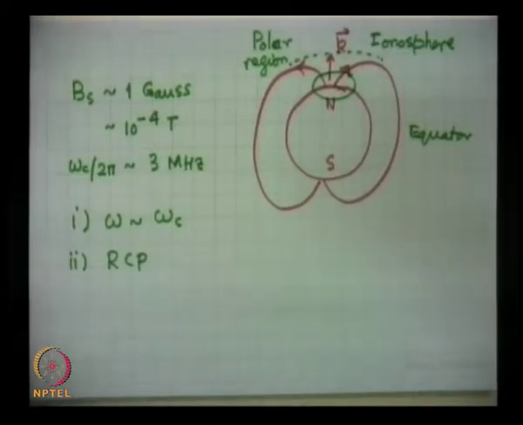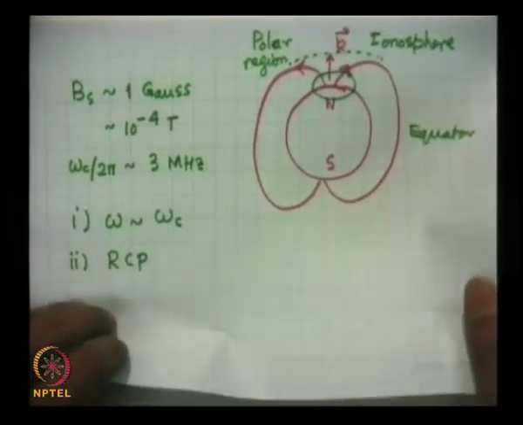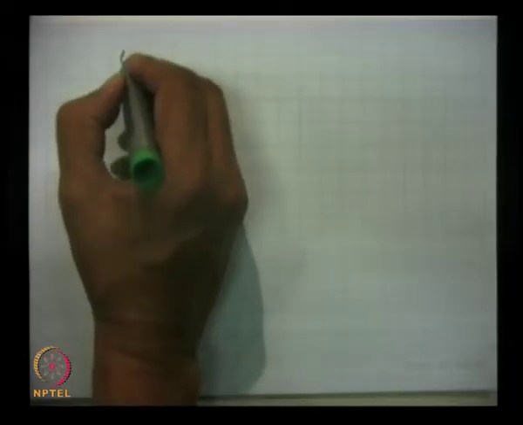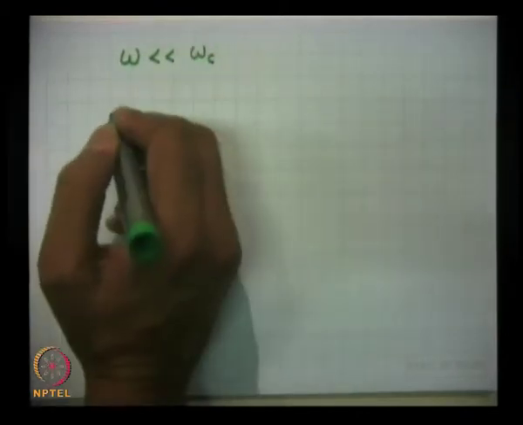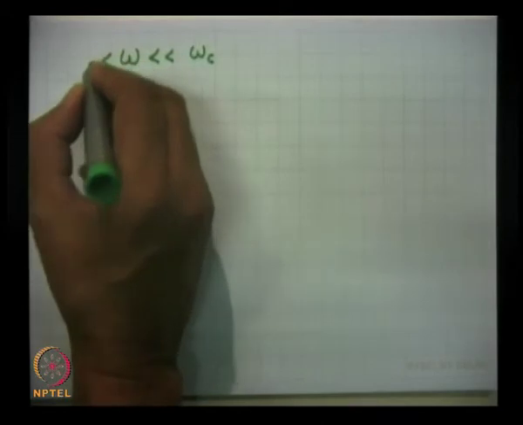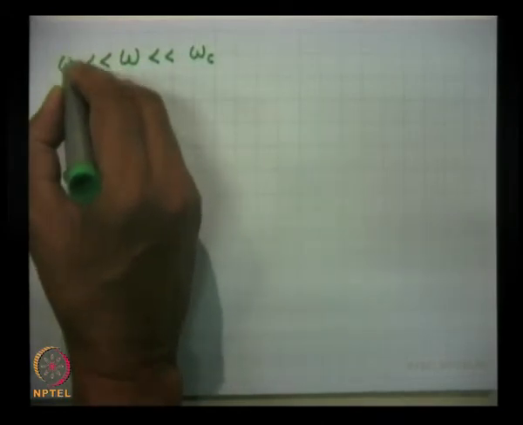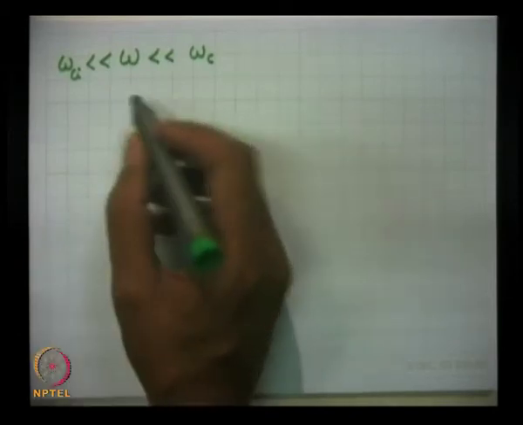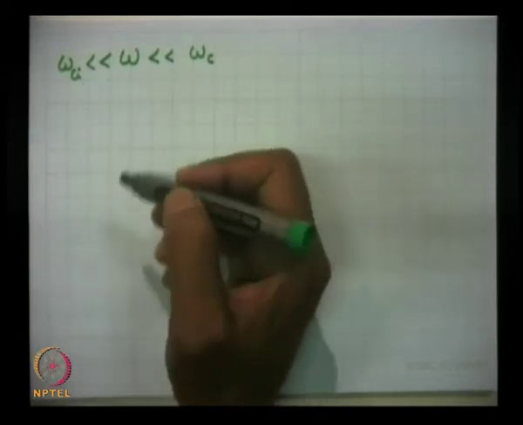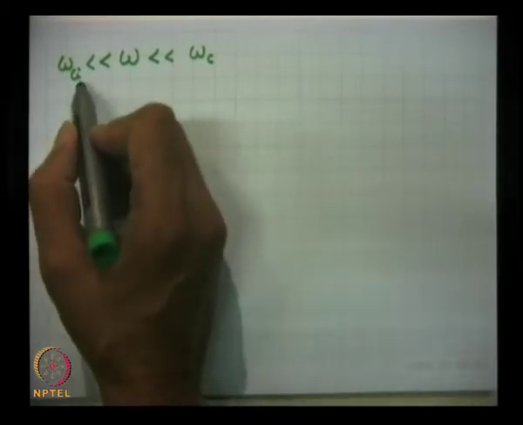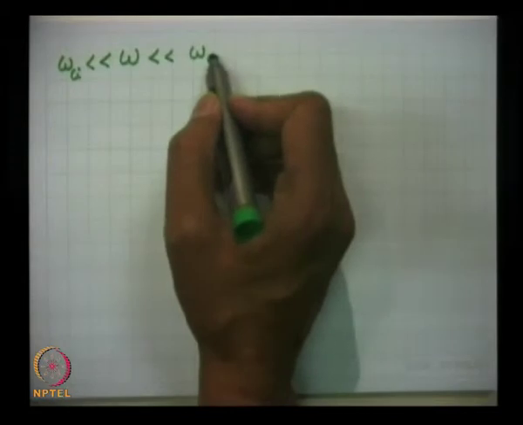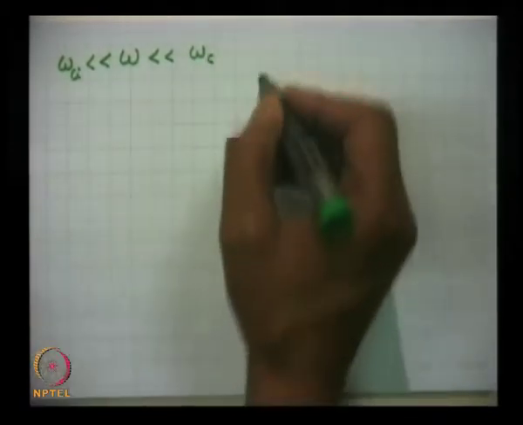Now let me look into the waves of lower frequencies. So far we have ignored the ion motion. Still we can ignore the ion motion if omega is much less than omega c. Even then you can ignore ion motion if this is still bigger than omega ci, the ion cyclotron frequency. This is called intermediate frequency range. So the waves of frequency bigger than ion cyclotron frequency but less than the electron cyclotron frequency, still ion motion can be ignored.